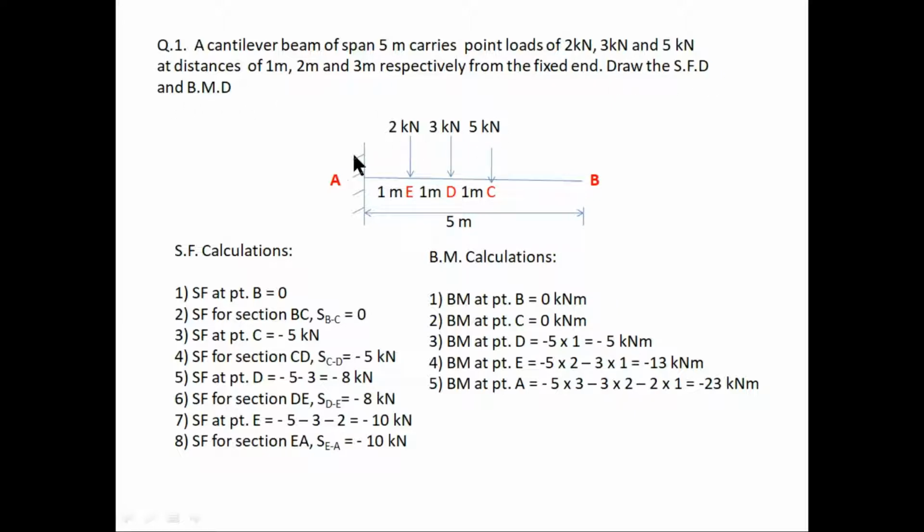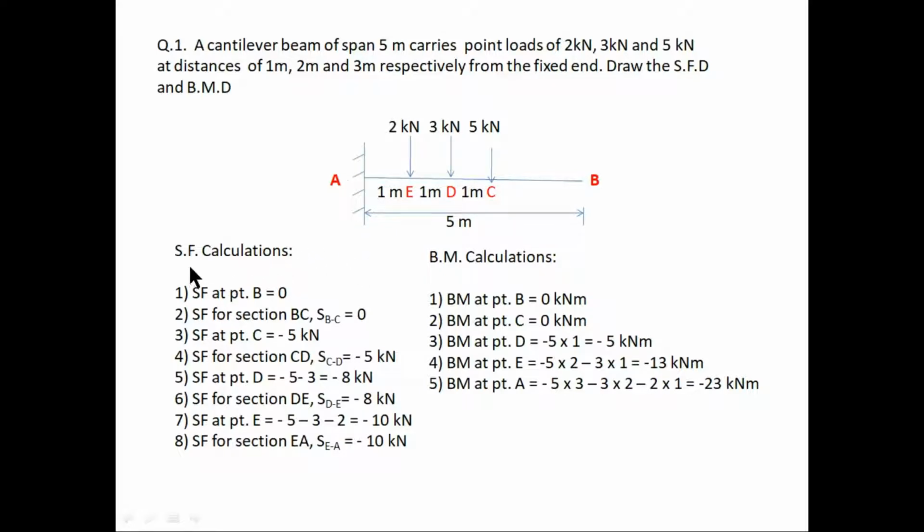So the first step to solve this problem is to draw the cantilever beam. And so here is our diagram. This is the fixed end A. The whole span is 5 meter and we have 3 point loads which are mentioned at distances of 1 meter, 2 meter and 3 meter respectively from the fixed end. So 2 kN is at a distance of 1, 3 kN at a distance of 2 meter and 5 kN at a distance of 3 meter from the fixed end.